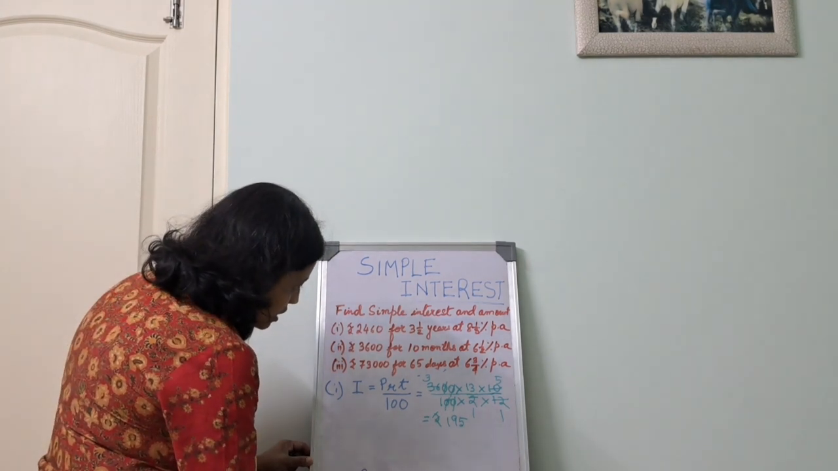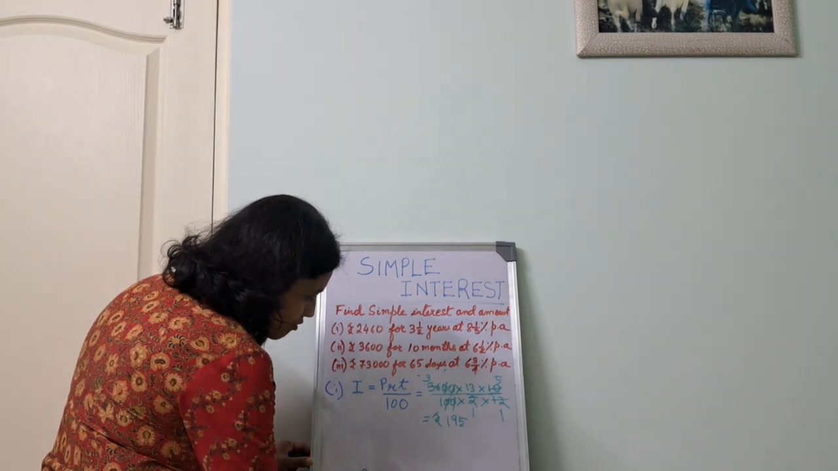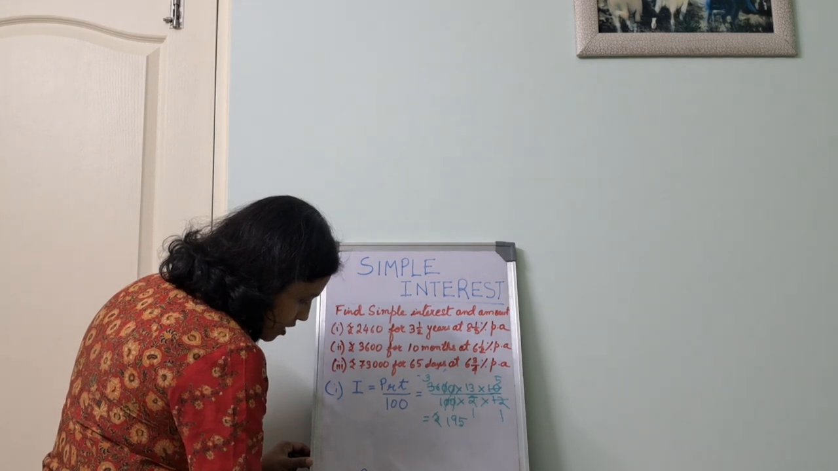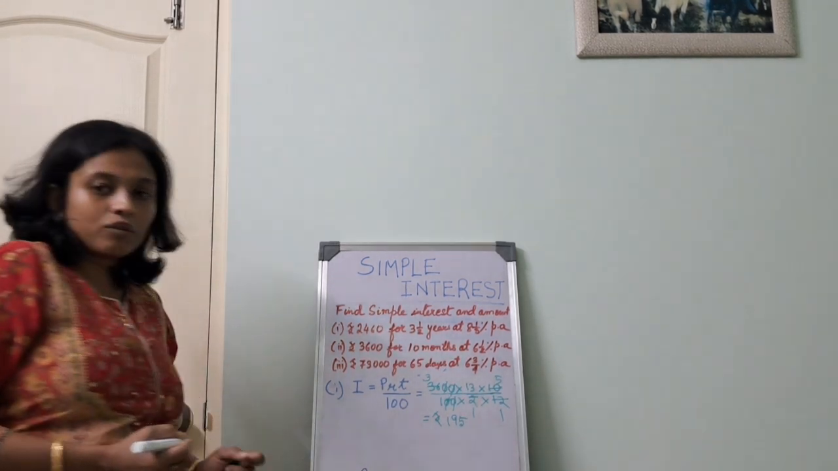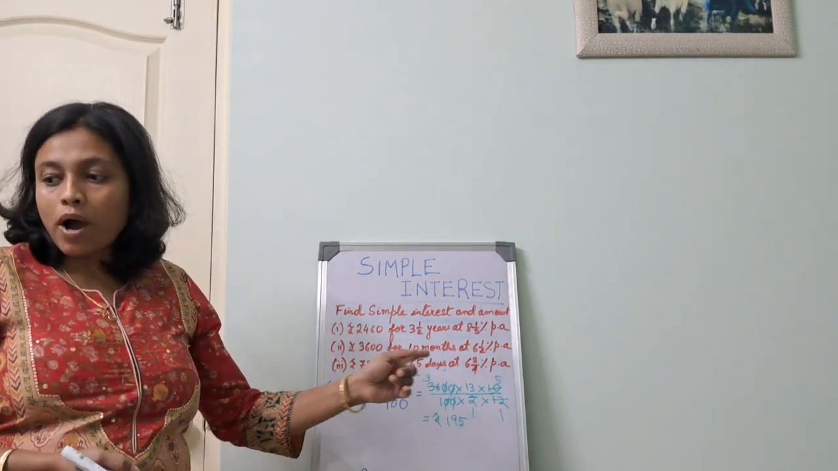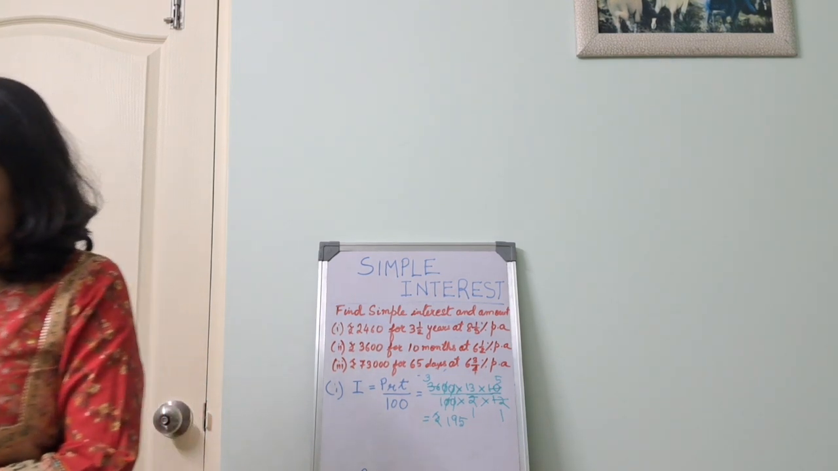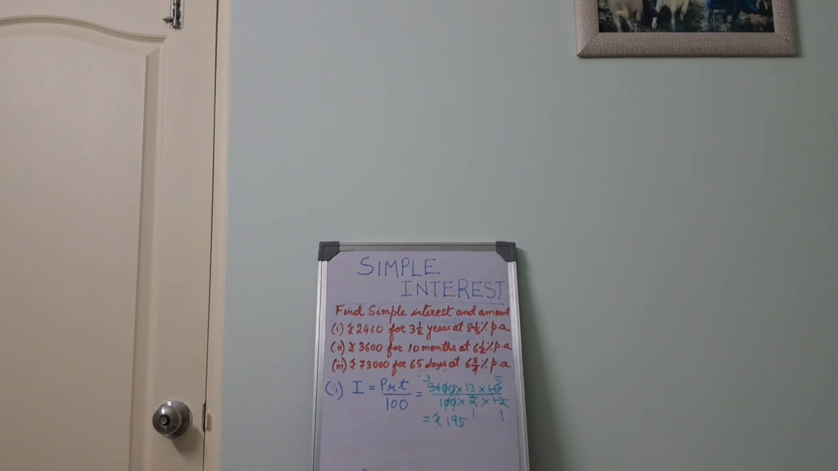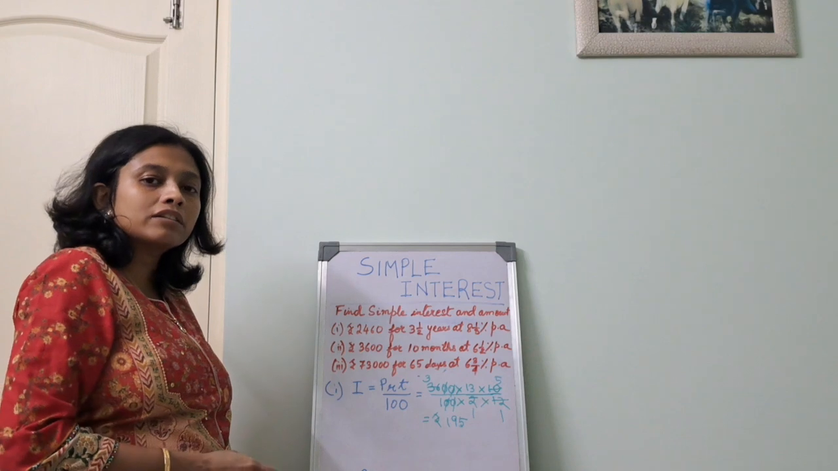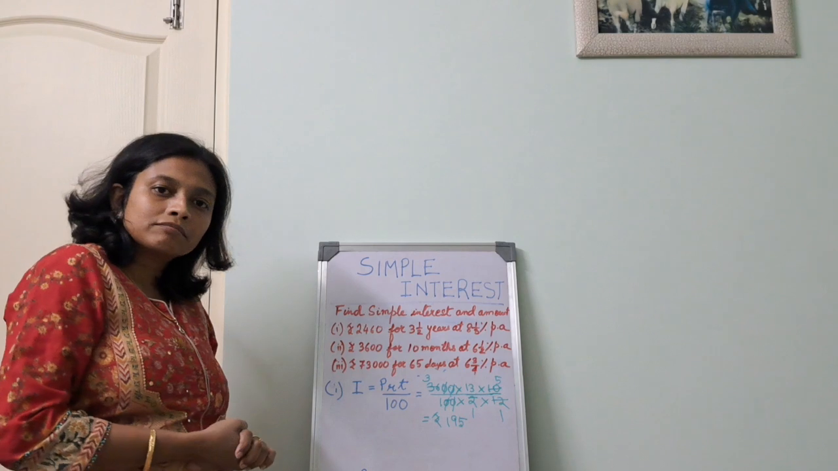So the amount is, principal is 3600 plus 195. So 5, 9, 6 plus 1 is 7, 3. So the answer, the amount is 3795. The interest is 195. I hope it's clear to everyone. You can pause, drag, have a look again. Okay.